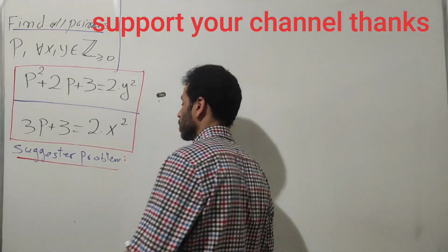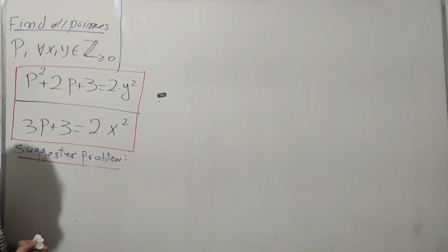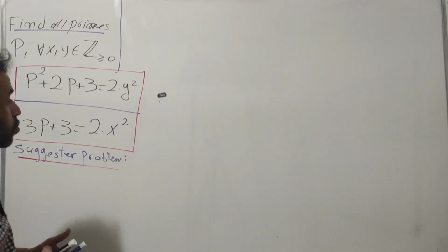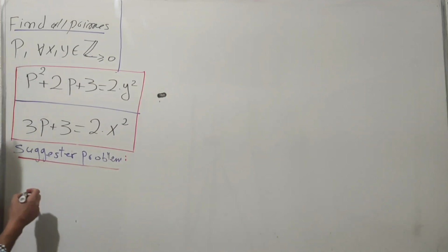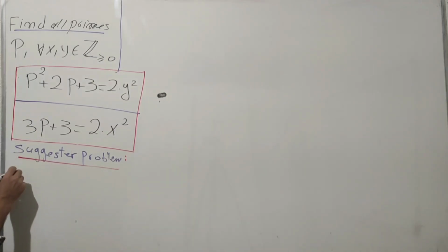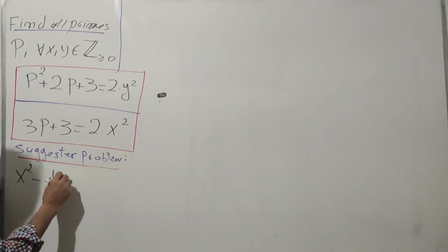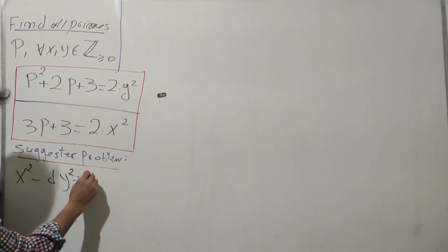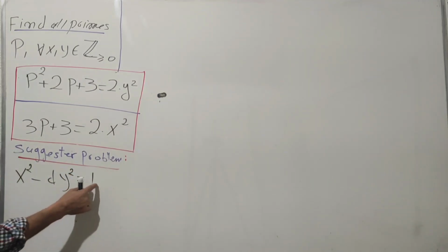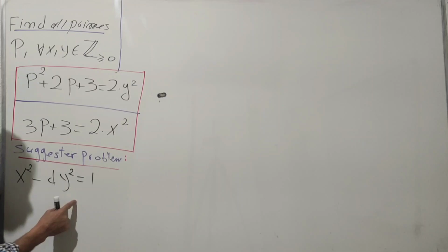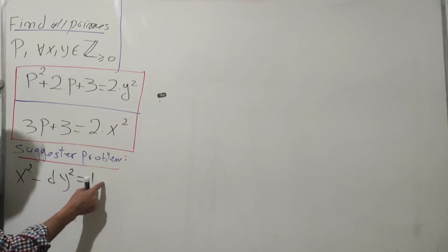Before we get started, I would like to remind you about a special equation. It's called Pell's equation. What is the definition of Pell's equation? Pell's equation is written in this form: x squared minus d y squared equals 1. This is a special case of Pell's equation.